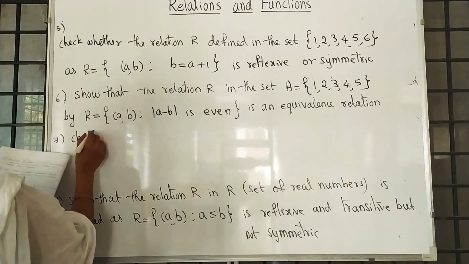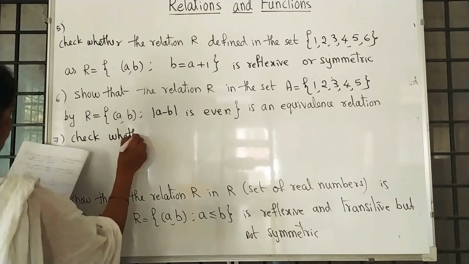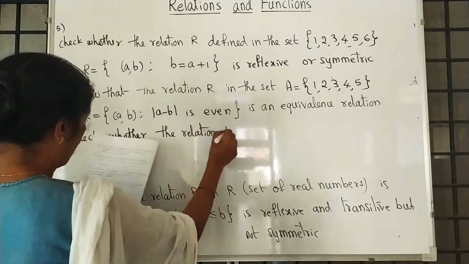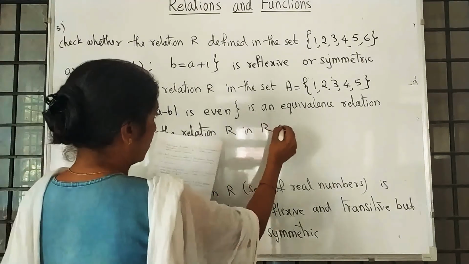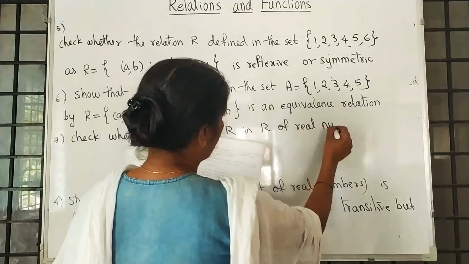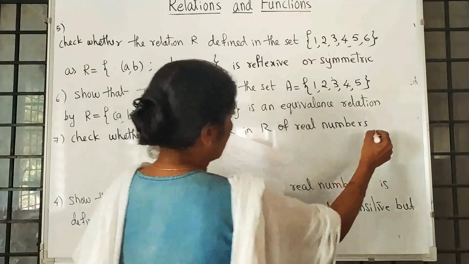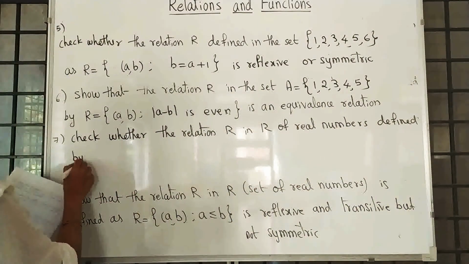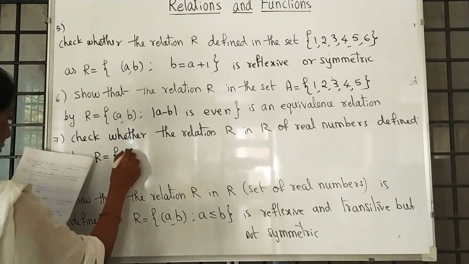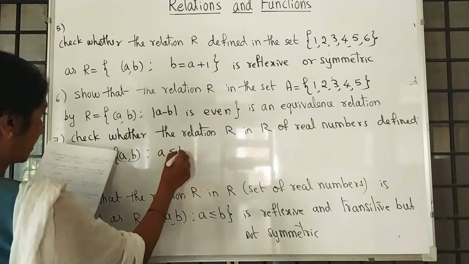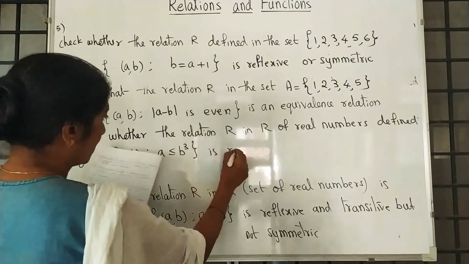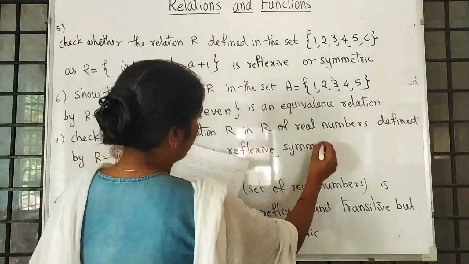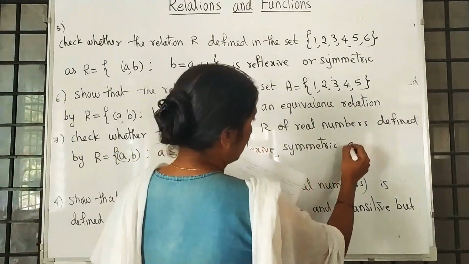check whether the relation R in R of real numbers defined by R is equal to A comma B such that A is less than or equal to B cube is reflexive, symmetric and transitive.